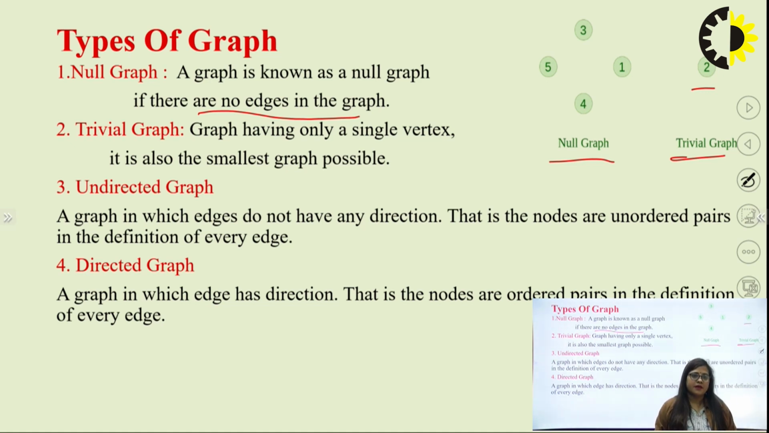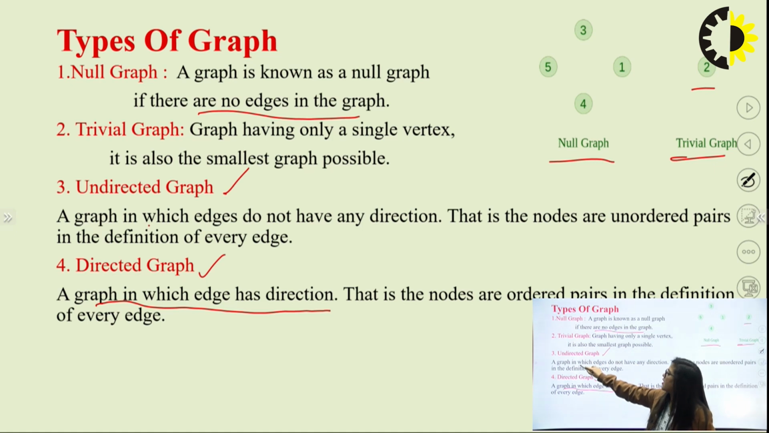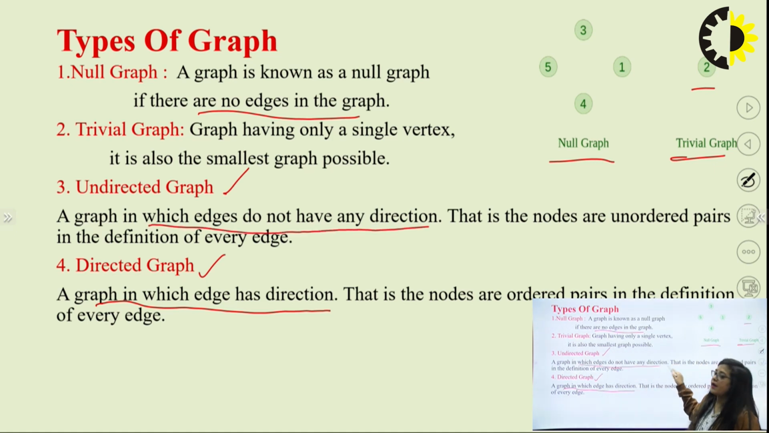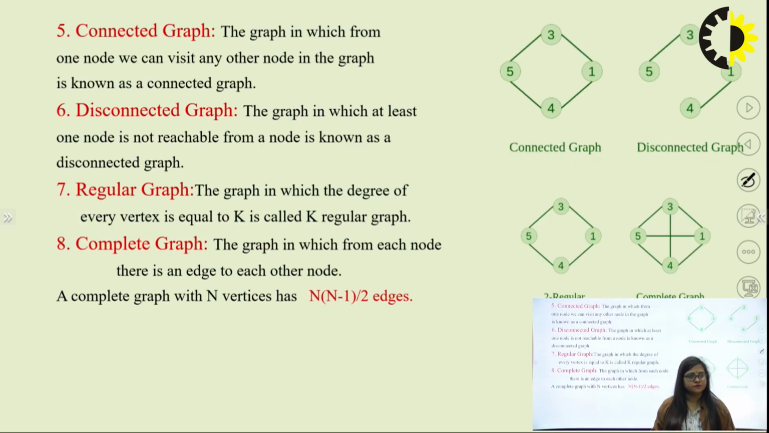Undirected graph is where direction is not given, and directed graph is a graph in which edges have some directions. A graph in which edges have some direction is called a directed graph, and undirected means a graph whose edges don't have any direction. Okay, it's called an undirected graph.